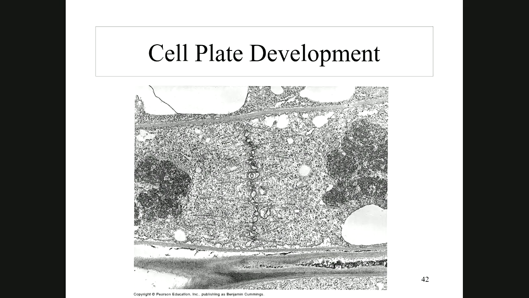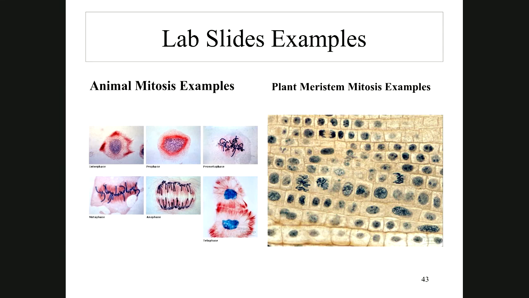Here's a scanning electron micrograph. Again, it's a blow up of a plant cell. And there's a cell plate in the middle. It'll eventually become cellulose to make a new cell wall between the two daughter cells. If you were in lab, you would have seen these pictures here. This would have been the animal cell slides you would have seen. They're not quite as pretty as the onion root tip here, where you can see some nice chromosomes.